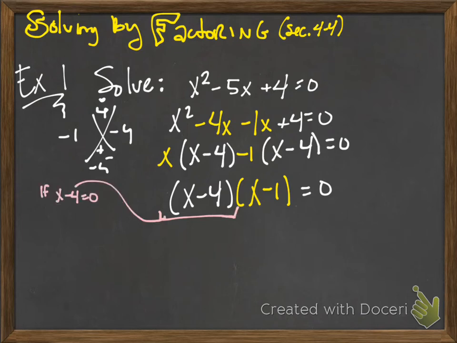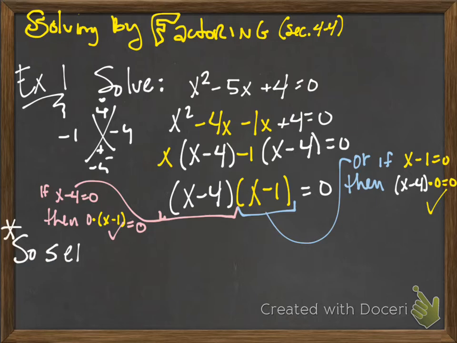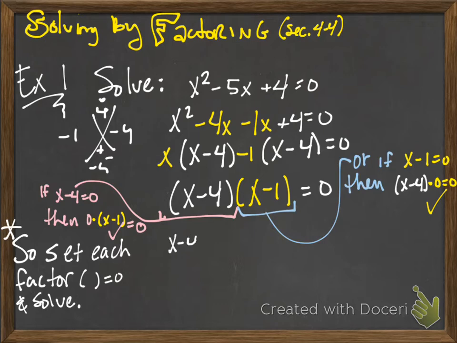If this piece were to equal 0, if x minus 4 were to equal 0, then I'd have 0 times x minus 1, whatever that is, that equals 0. 0 times anything equals 0. Similarly, if x minus 1 were to equal 0, then I'd have 0 times whatever x minus 4 is, and that would equal 0, so I'd solve it. So I do just that. I set each factor equal to 0, and then solve.